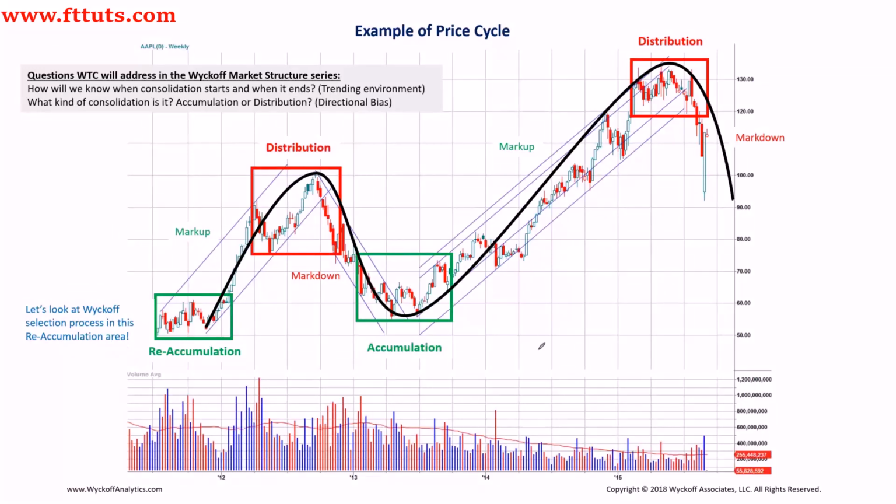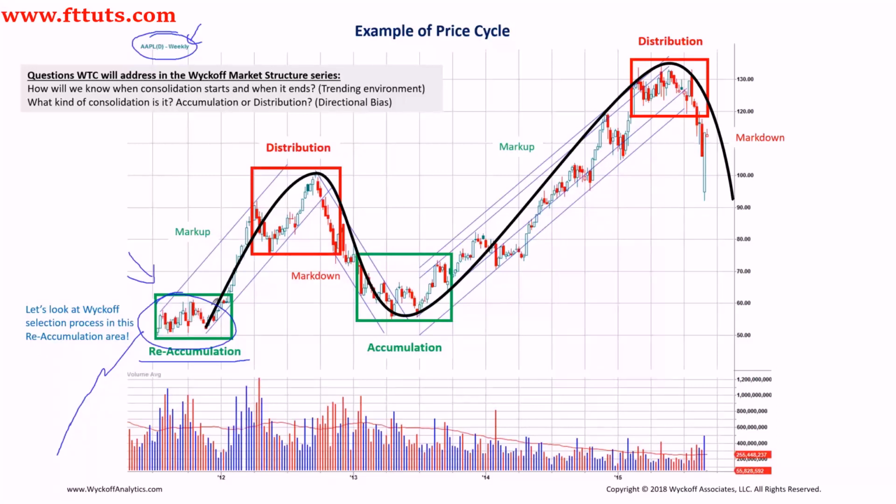So here is an example of the price cycle with Apple stock. This is a weekly chart. This is actually not the beginning of the cycle. This is just a reaccumulation of a much larger cycle that started at the 2009 low. And we're seeing the last reaccumulation before the distribution actually occurs.